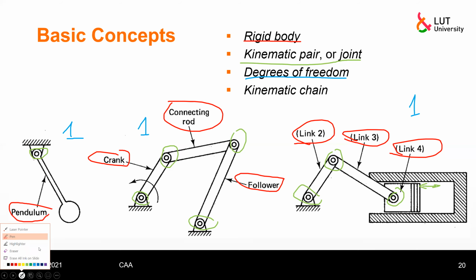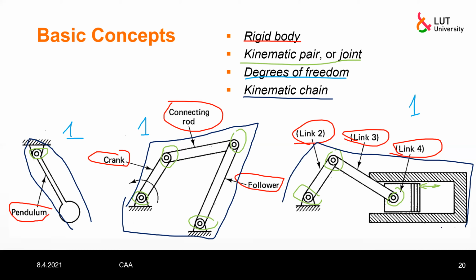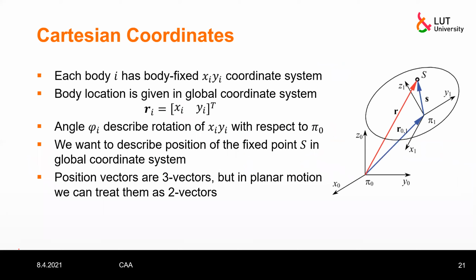And kinematic chain is, of course, the whole mechanism. So this is the whole kinematic chain here. The full mechanism is simply this assembly that contains all the bodies and all the joints. It's a kinematic chain, a full kinematic chain. Okay. Any questions about that part? If not, then we can continue.